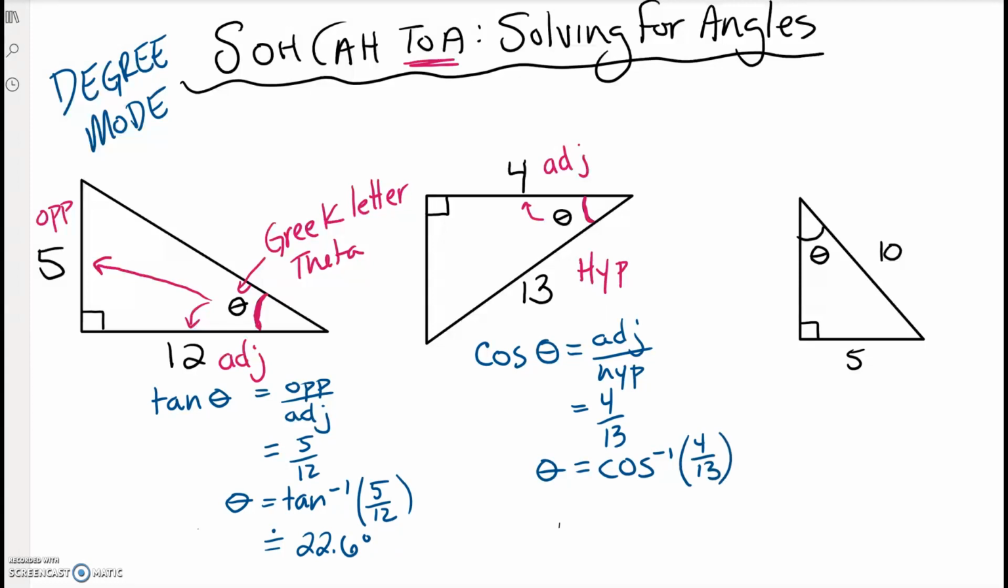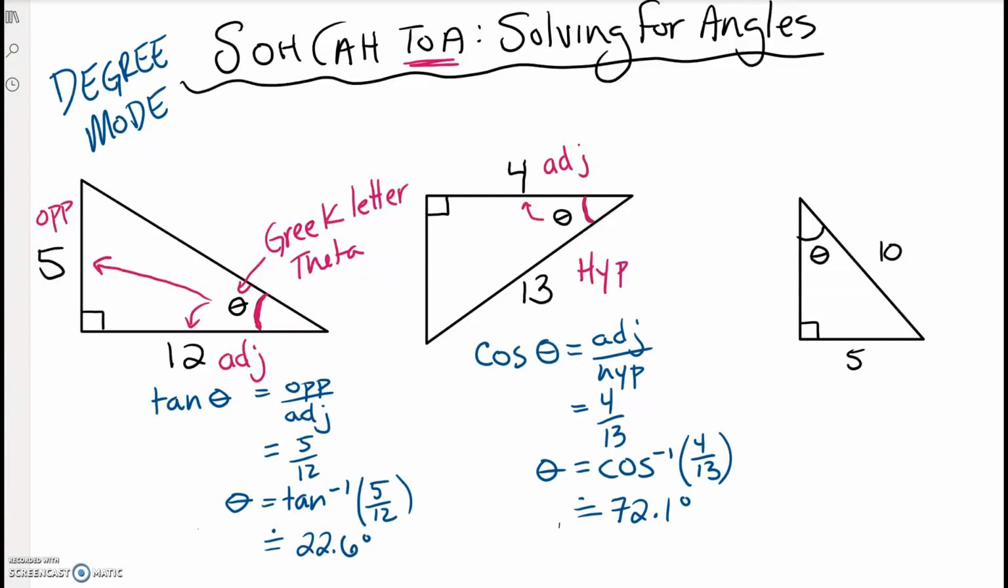So we're going to type in shift and cos, bracket 4 divided by 13, and hit equals. On those backwards calculators out there, 4 divided by 13 equals, then shift and cos. Should be getting, again, 72.1 degrees. Try it on your calculator. Make sure you're getting the same answer.